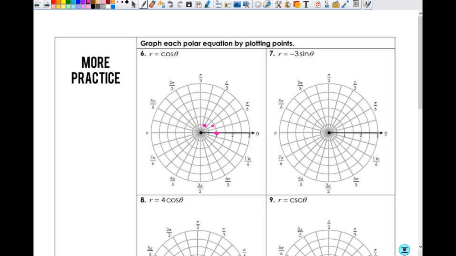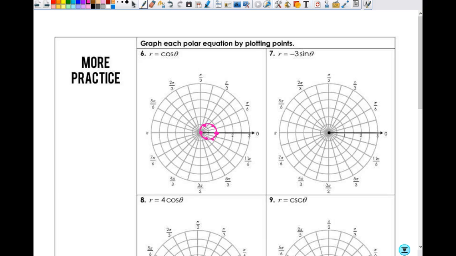Pay attention to the scale because these can change on you. And then I go to pi/2. What's the cosine of pi/2? 0. What's the cosine of 2pi/3? It's negative 1/2. So over here at 2pi/3, negative 1/2. So I'm down here. And then I got to go to pi/6. Cosine of pi/6 would be about 0.9. And then you've got a circle that's touching the pole there. And the smaller they are, the more like a circle it actually looks because the points are a little bit closer. Okay.